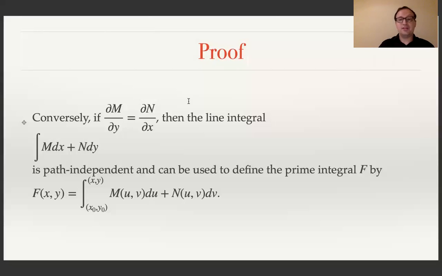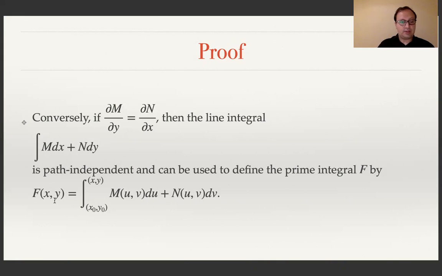Now I'm only going to sketch the converse of this. So now we assume that this exactness criterion is satisfied. So partial M over partial y is equal to partial N over partial x. And we prove that there exists a prime integral. And the way that we do this is, if partial M over partial y is equal to partial N over partial x, then this is exactly the condition that's necessary for the line integral, integral of M dx plus N dy, to be path independent.